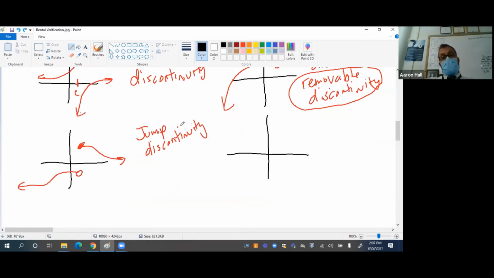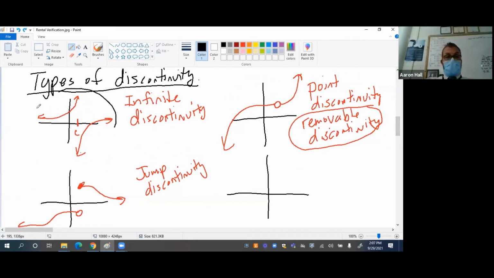Eleanor, what about this one? What about a jump discontinuity? How is a jump discontinuity different than an infinite discontinuity? How are these different, this one and this one? Well, here's a point on the graph that's part of it. And here. Well, there's not really a vertical asymptote. There's no vertical asymptote. Yeah.